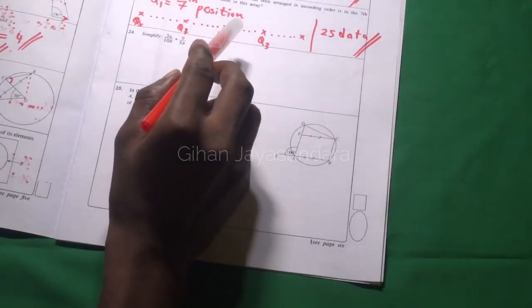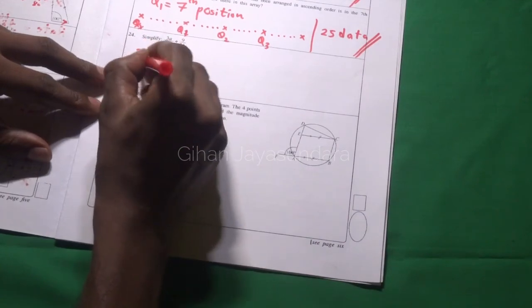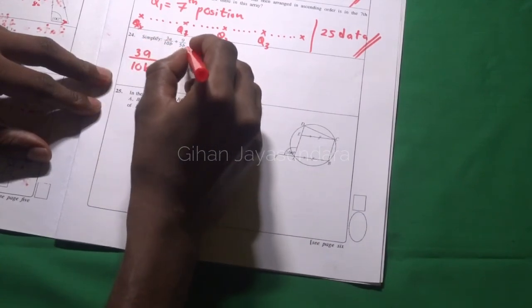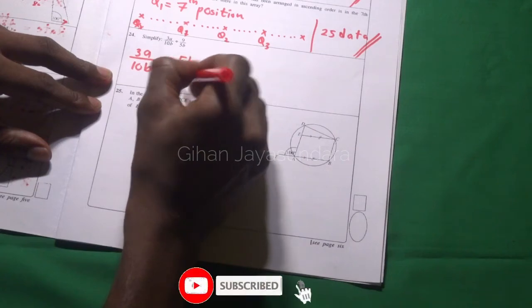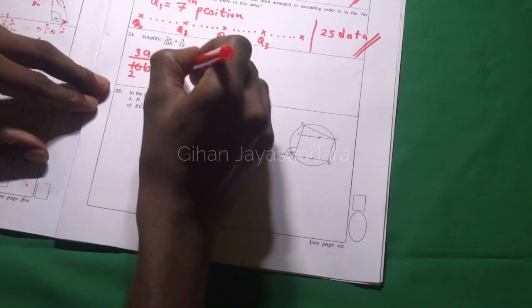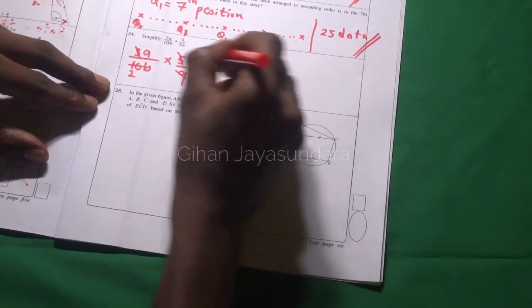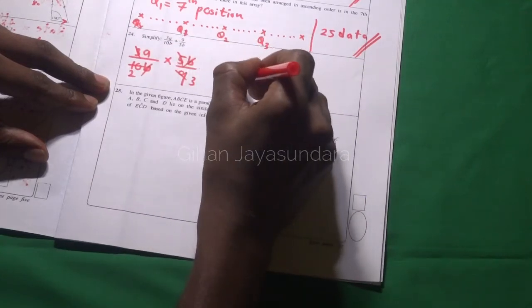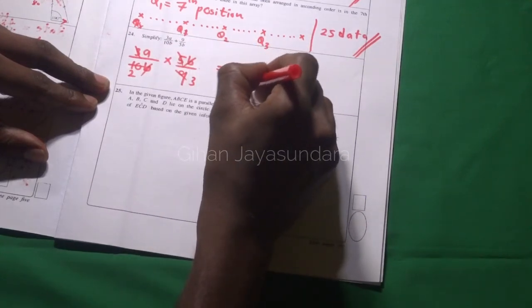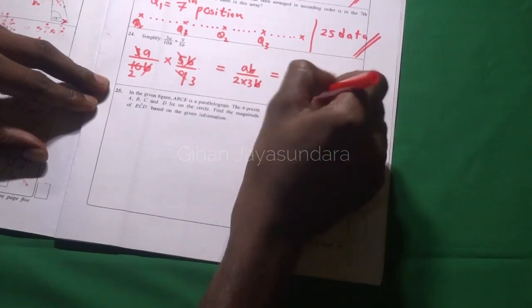24th one, simplify 3a over 10b divided by 9 over 5b. Okay. When you are dividing two fractions, it means you have to multiply by the reciprocal of the second term, 5b over 9. So simplifying this, 5 times 2, 3 times 3, so it is a, this b is also cancelled off, 2 into 3, so it is a over 6.